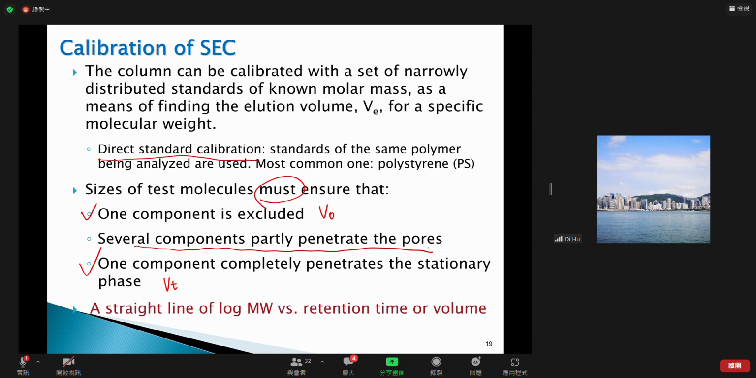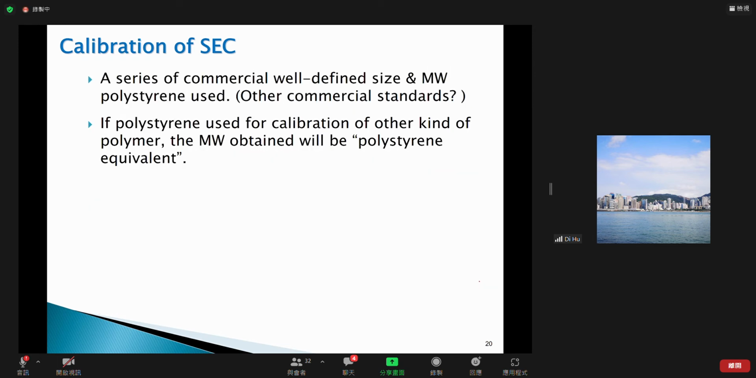Okay, and then you can get that straight line of log molecular weight with retention volume. That would be a series of commercially well-defined size and molecular weight polystyrene standards used.